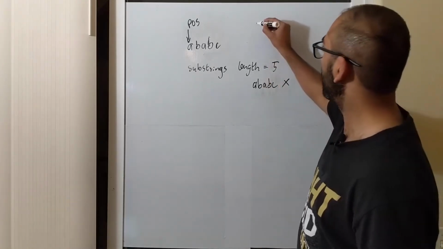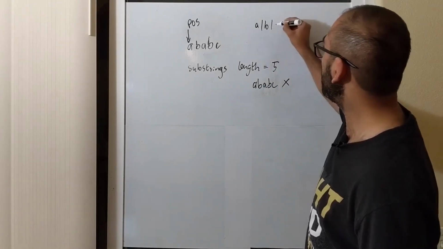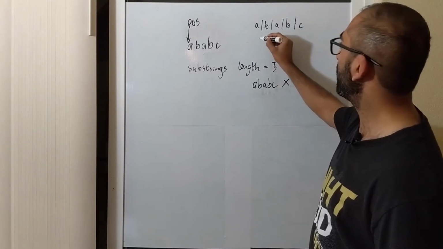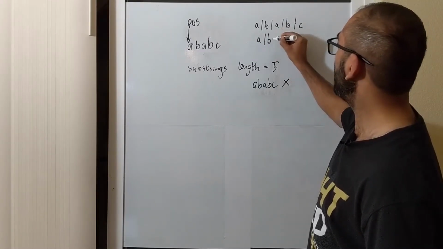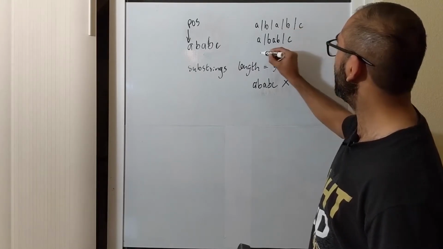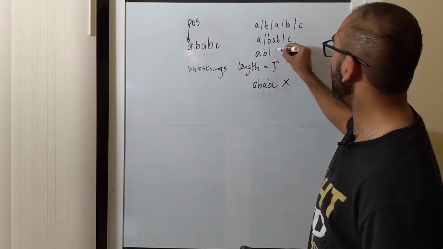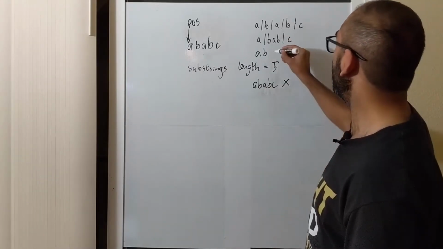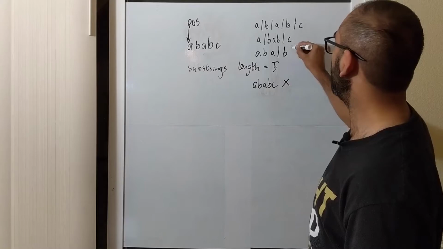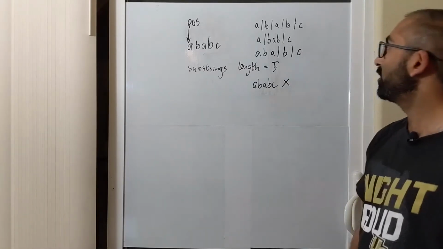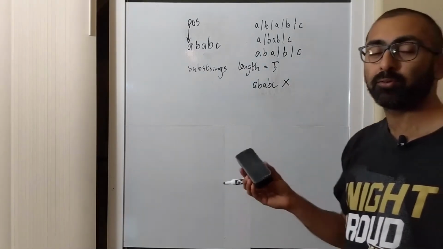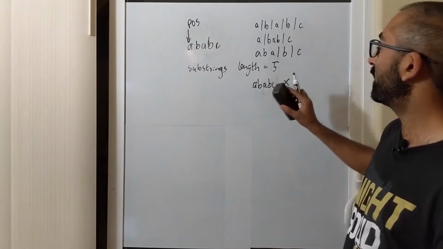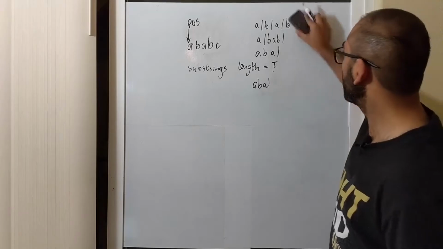So in this example we got 3 guys. We got A, B, C, we got A, B, A, and we got A, B, B, and C. So those are the palindromic partitioning that we are doing here.